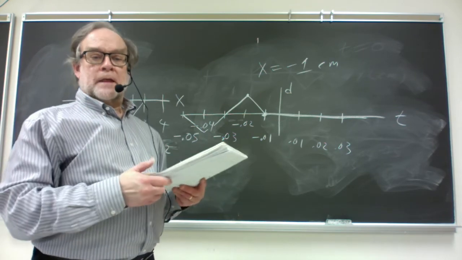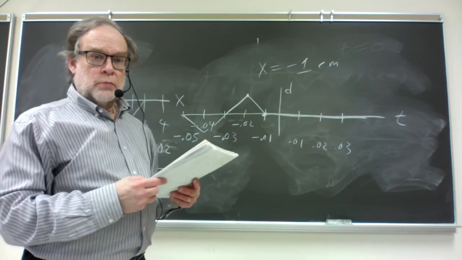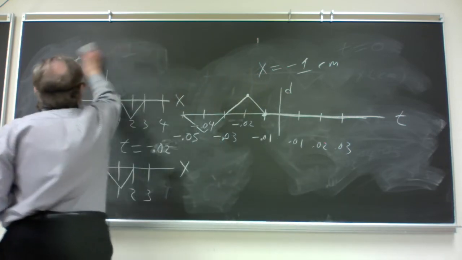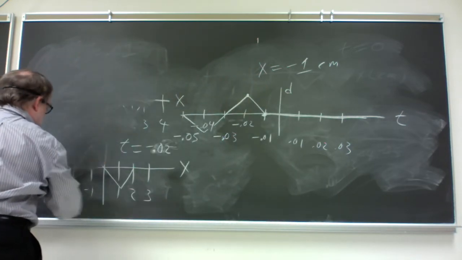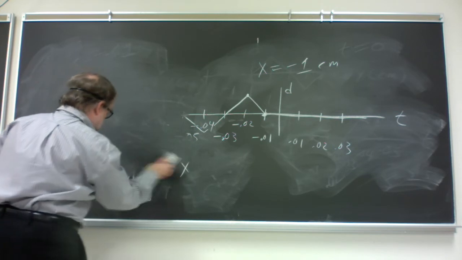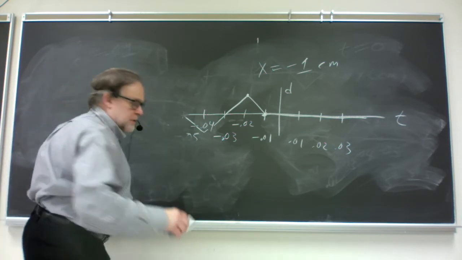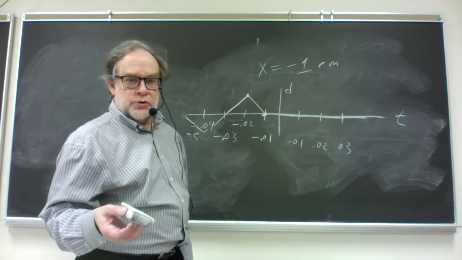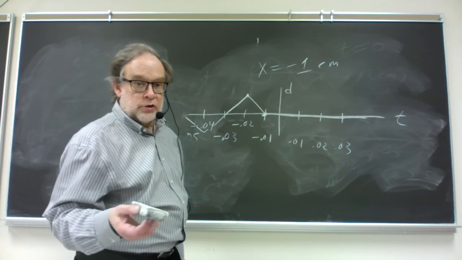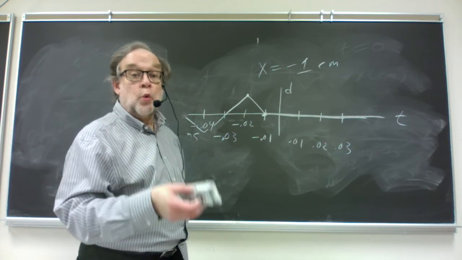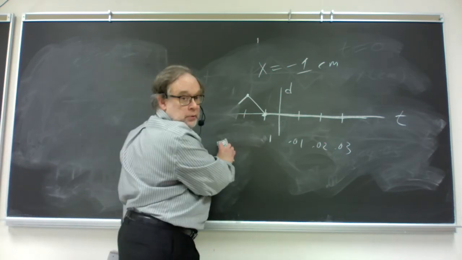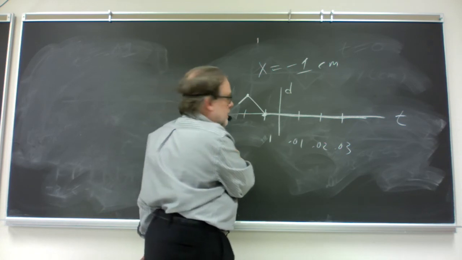Okay, one more example. This time, instead of looking at a bunch of snapshot graphs and using those to figure out what a history graph looks like, we'll compare one snapshot with one history graph, and we'll be able to deduce some information from that.